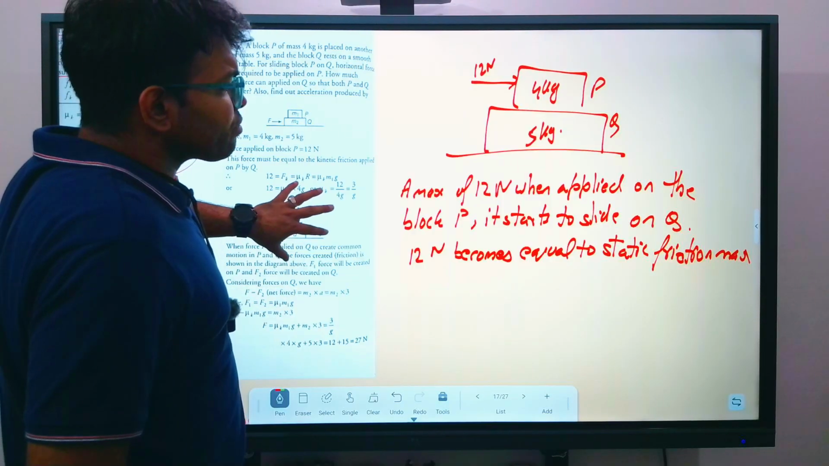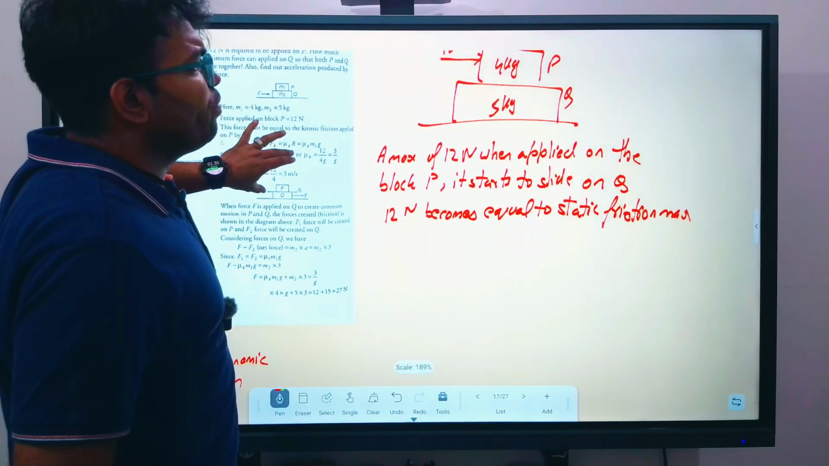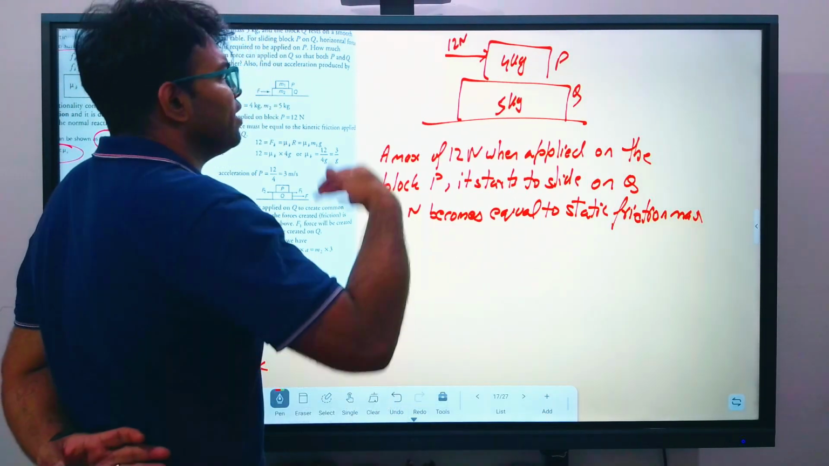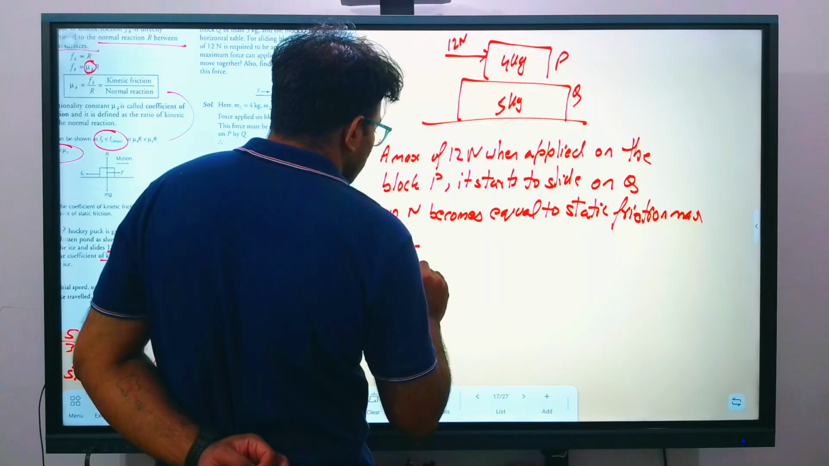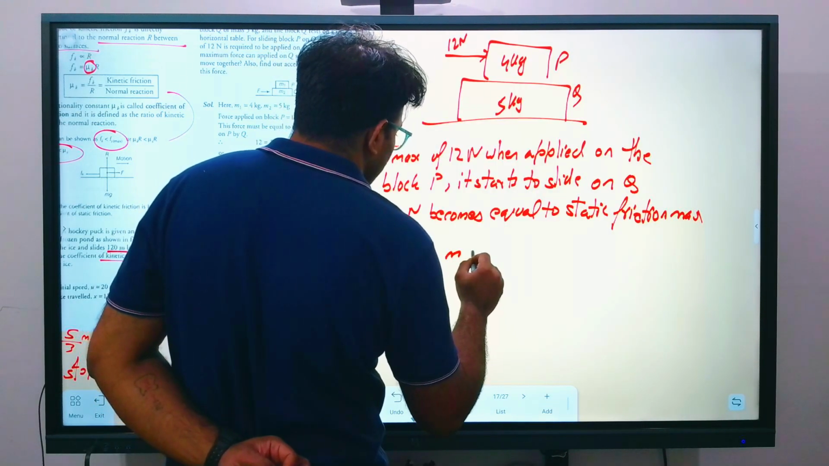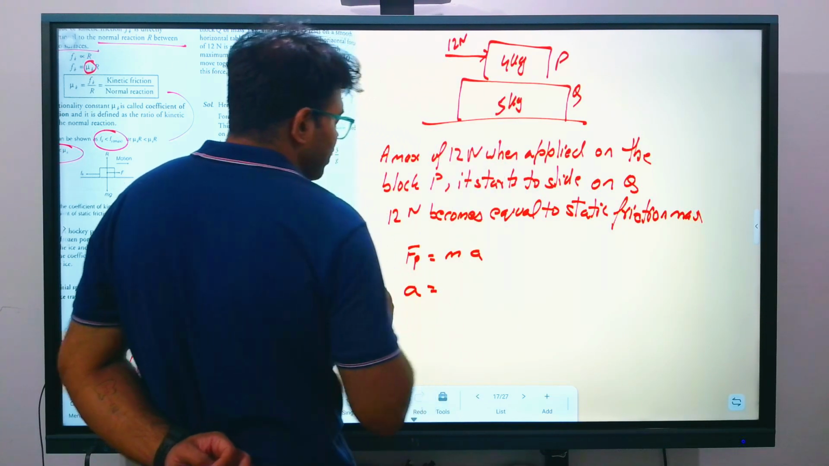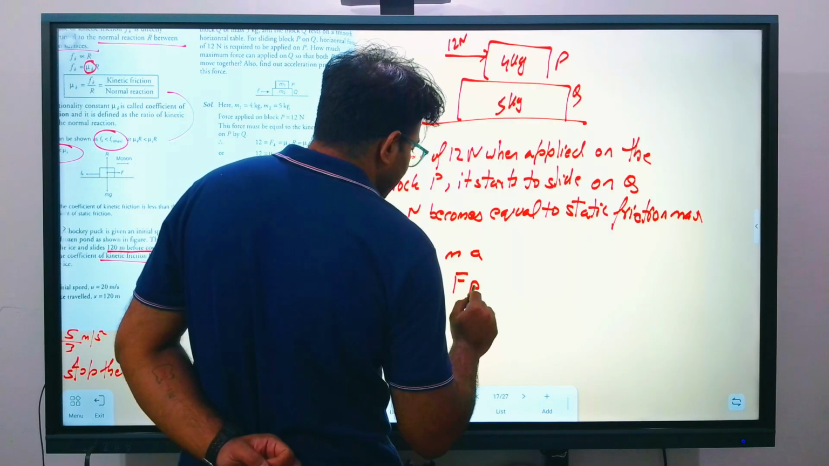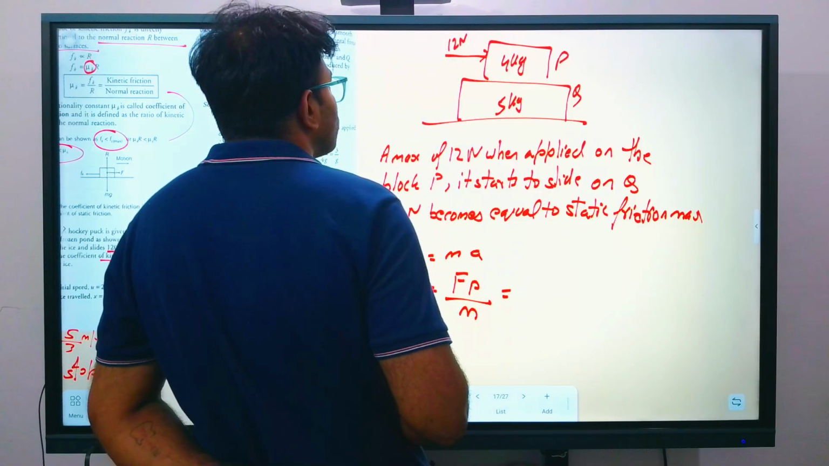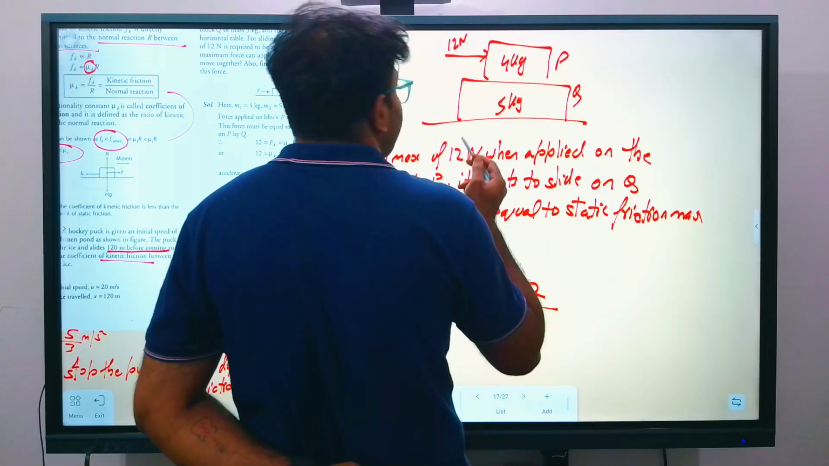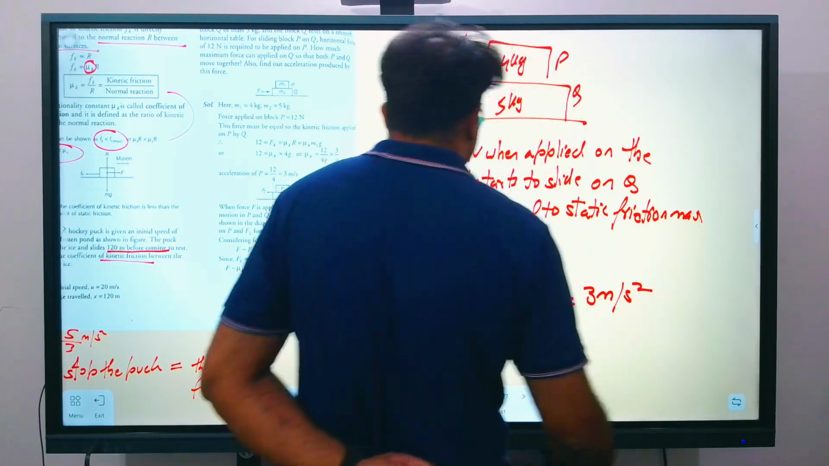Now, what is the acceleration of P at 12 newtons? We know that the force on P should be equal to ma. Therefore, acceleration of P is equal to force on P upon M, which is 12 upon 4, equal to 3 meters per second squared.